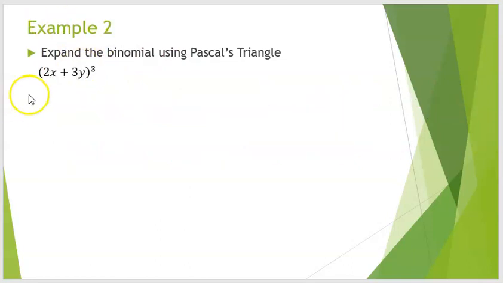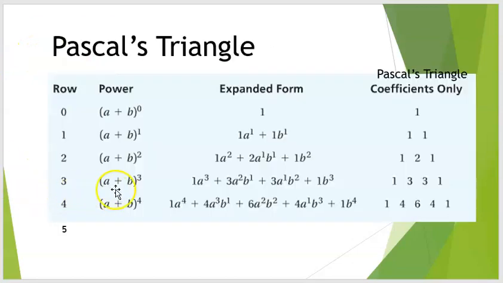Here is a tougher example because my a value is 2x and my b value is 3y. Although I do have a smaller exponent here, we're just going to do the 3rd power for this binomial. So the first thing I need is the coefficients from Pascal's triangle. Again, I do have these coefficients already listed on what I showed you in the notes. If you needed to go down farther, you might have to create more rows. But for the 3rd power, I just need the numbers 1, 3, 3, 1.